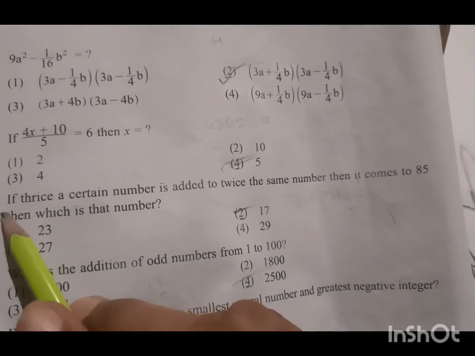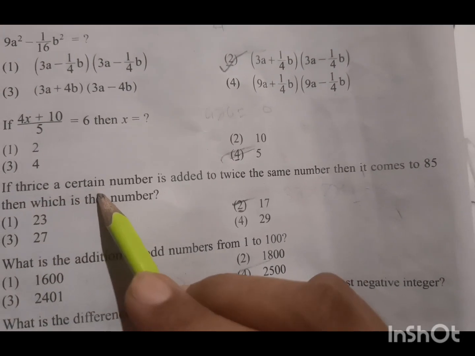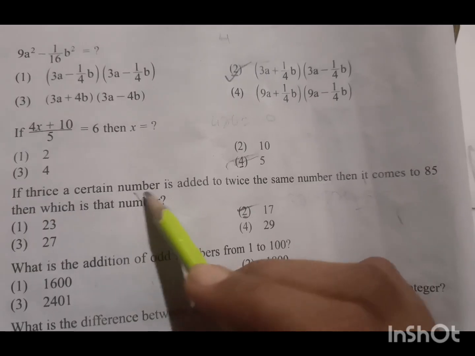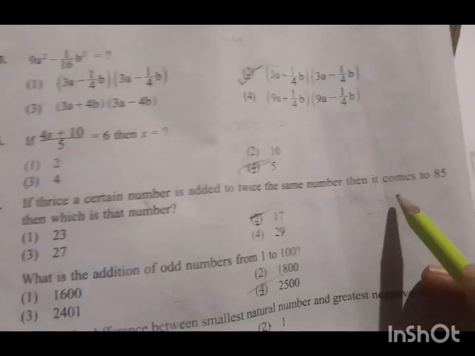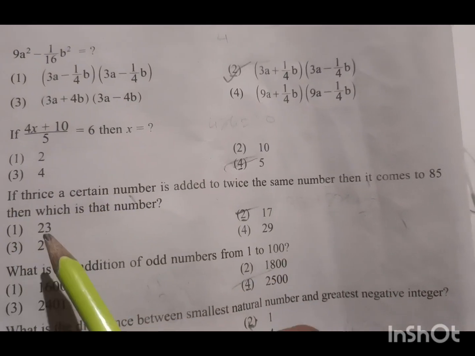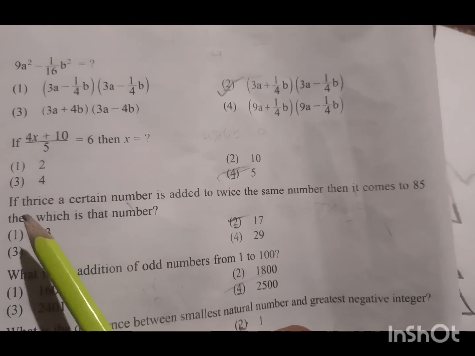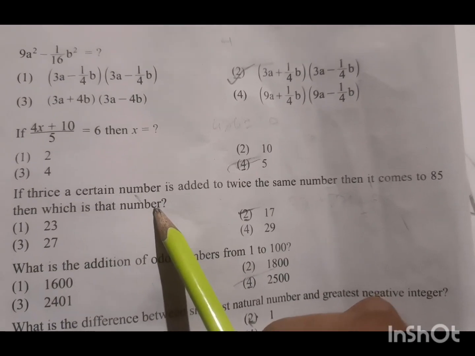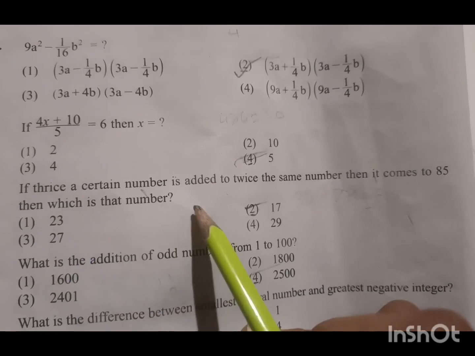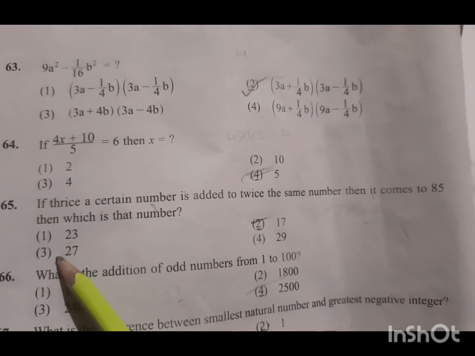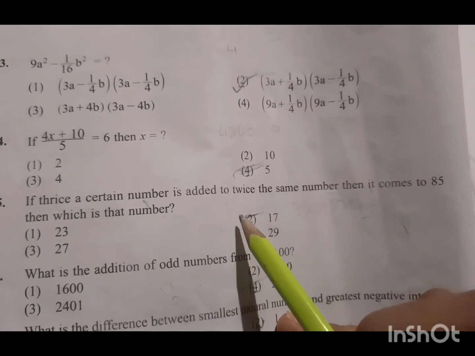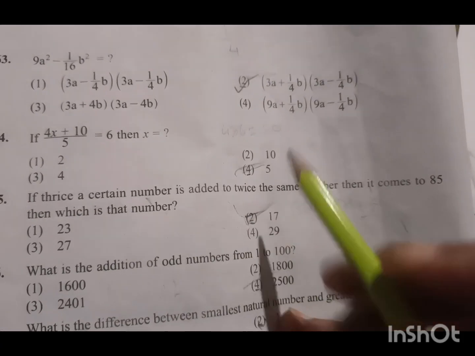Question number 65. If thrice a certain number is added to twice the same number, then it comes to 85. Which is that number? Option 1 is 23, option 2 is 17, option 3 is 27, option 4 is 29. Option number 2 is the correct answer, 17.